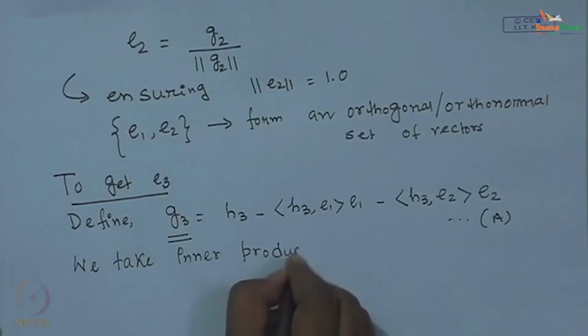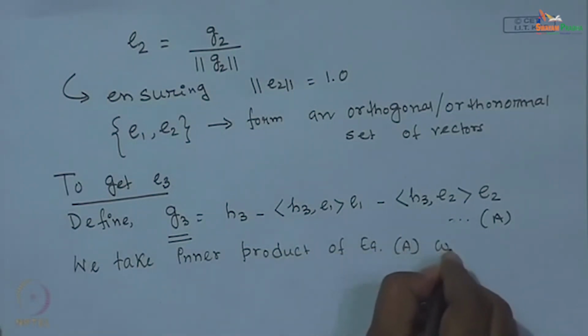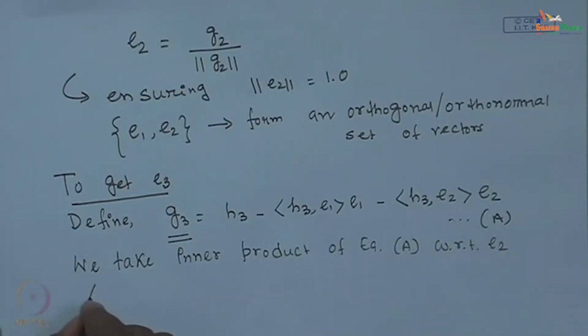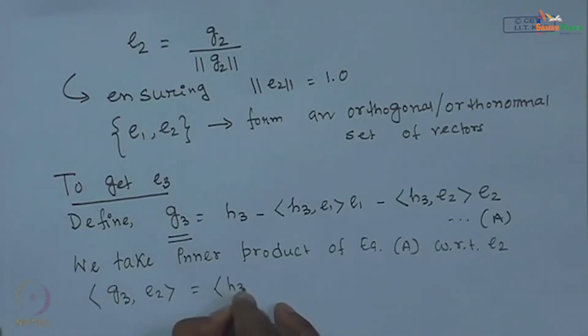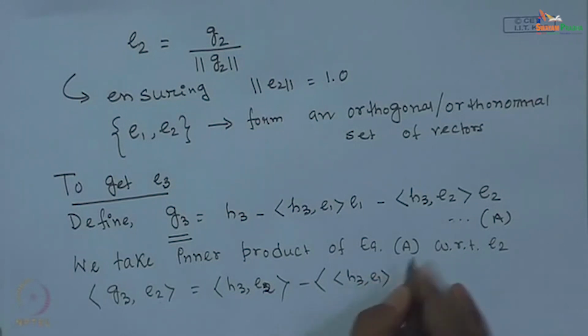inner product of equation A with respect to E2. So, this becomes inner product of G3 and E2 is equal to inner product of H3 and E2 minus inner product H3 E1 and E2 minus inner product of H3 E2 and E2.